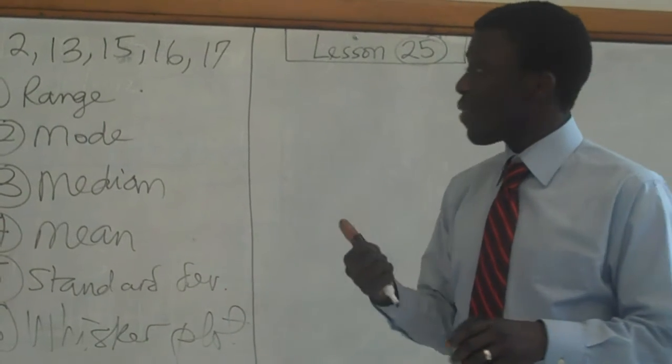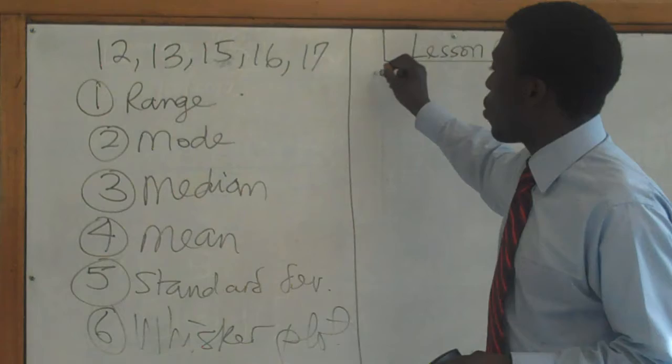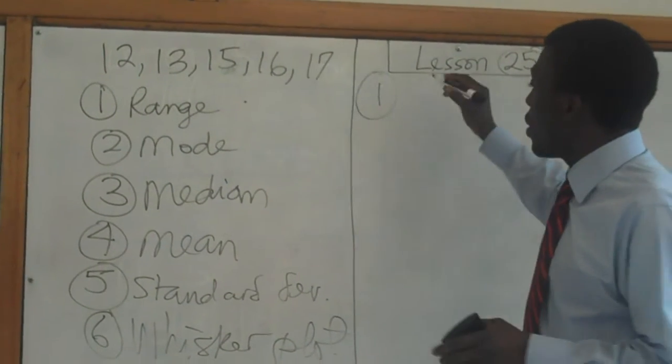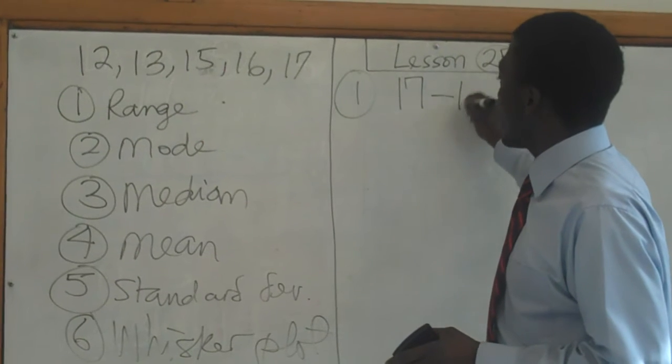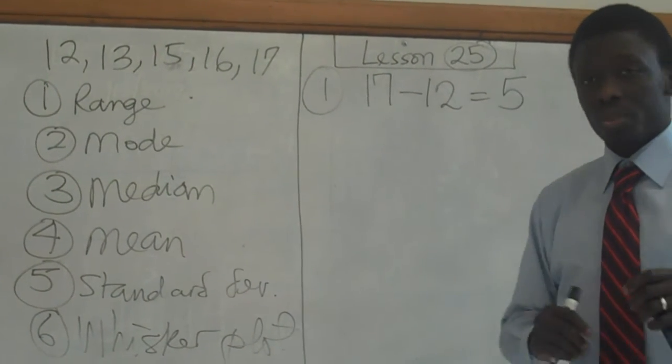The range can be found when you subtract the lowest number from the highest number. So when they ask you to find the range of this information, it will be 17 minus 12, which is 5. That's the range that you're working with here.